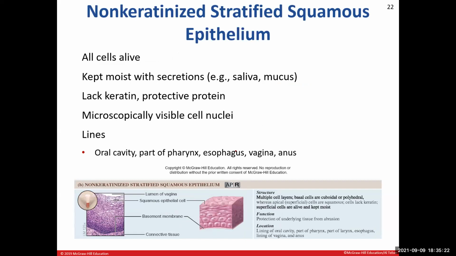All right, the other type of stratified squamous is the non-keratinized. So if it's non-keratinized, that means it's alive. Number 5 is alive.